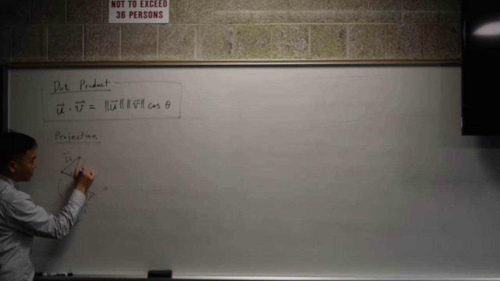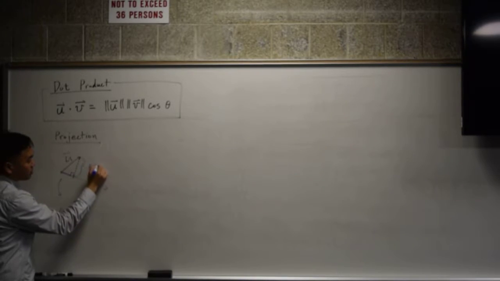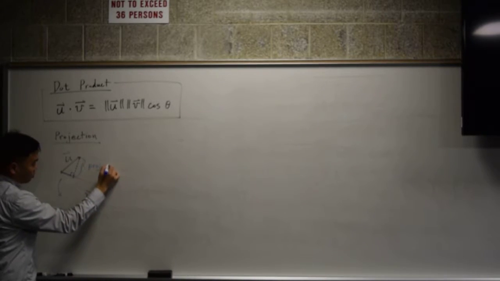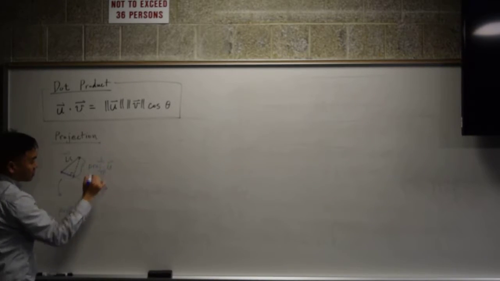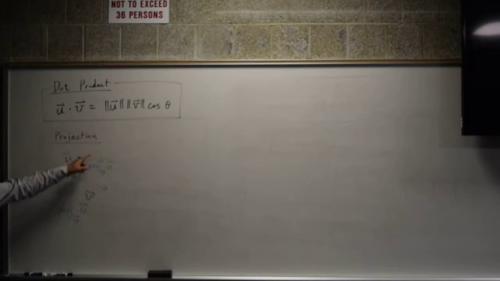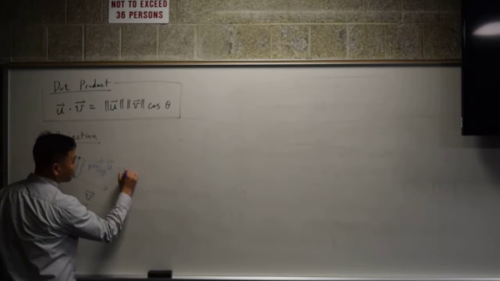And then this here is called the projection of u onto v, but the perpendicular component. So if you have the perpendicular component, it means this part here. So this is called a perpendicular projection.